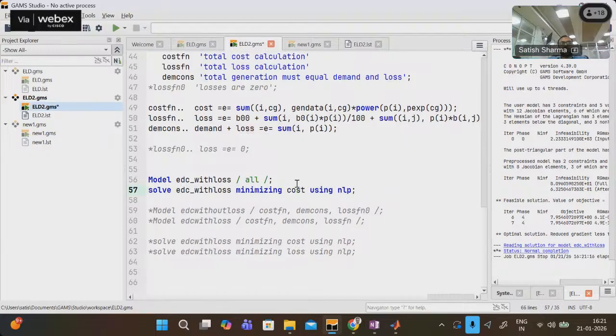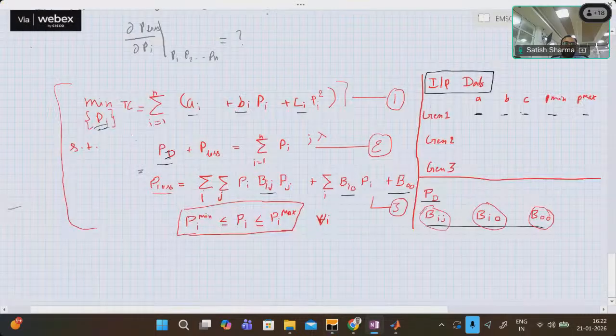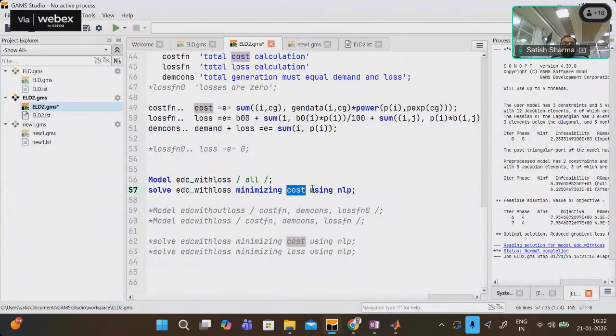This was our objective. So we are going to solve whatever model we have defined in this particular line. So this is our model. We solve EDC with losses. The objective is to minimize. And what are we minimizing? We are minimizing the cost. So cost equals the summation of this. So we are minimizing this total cost, this part here, and the method is using nonlinear programming because we have a square term, so it is no longer linear.